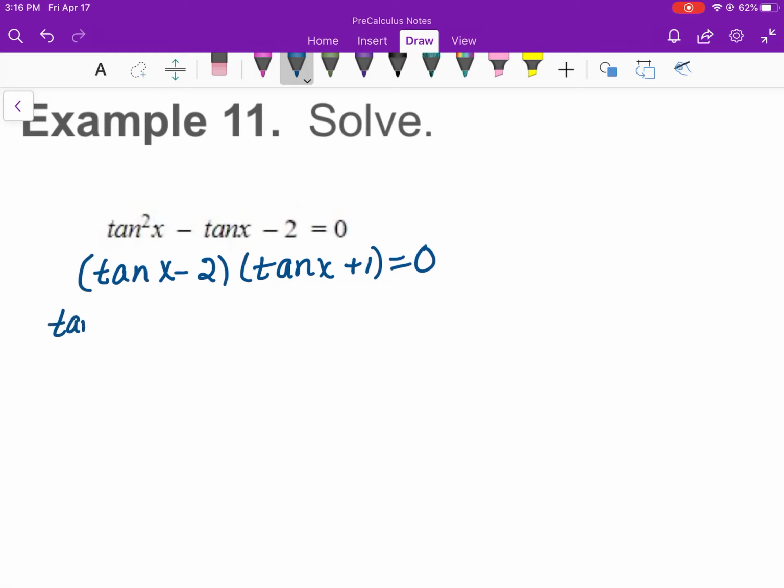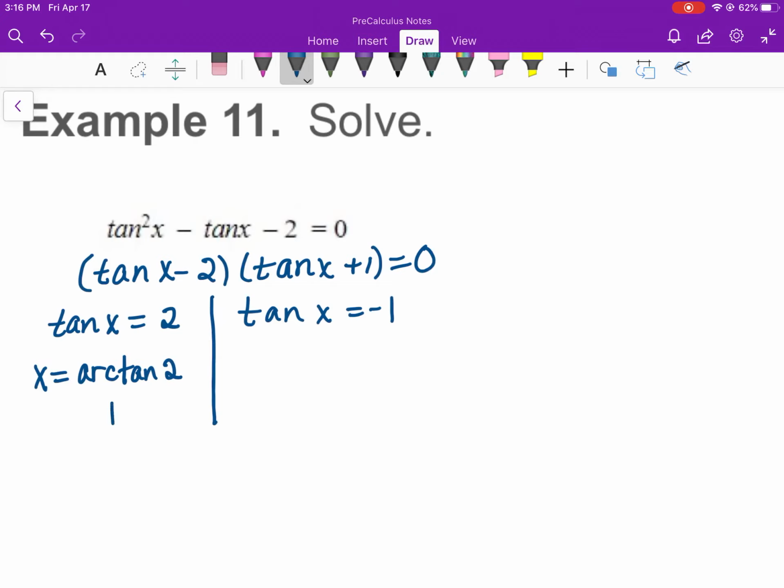Tangent x equals 2. Tangent x equals -1. So what you're going to be prone to do is look on your unit circle and try to figure out where y divided by x is equal to 2. And there isn't a place on your unit circle with the angles that you know about. So what we have to do here, tangent can be any number. The domain of tangent is all reals. And so all you're going to do here is say that x equals the arctangent of 2.